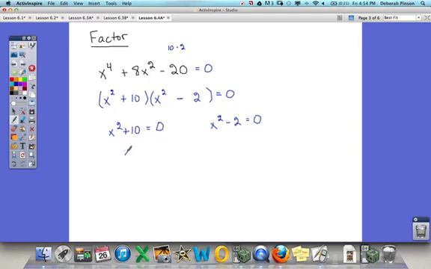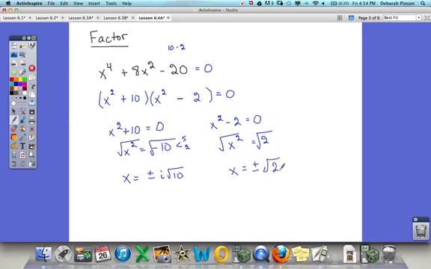So move the 10 over and take the square root. Okay, so plus or minus, 10's 5 and 2, neither of those are perfect squares, so plus or minus root 10. And do the same thing here. Move the 2 over and take the square root. So plus or minus root 2.